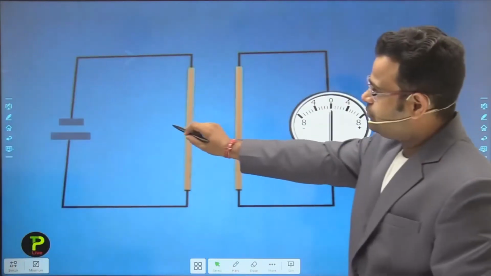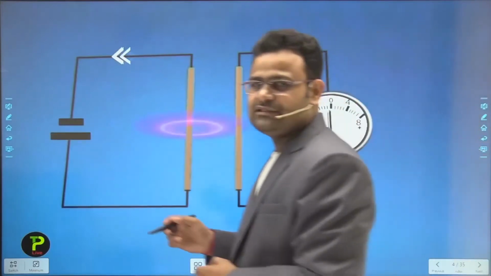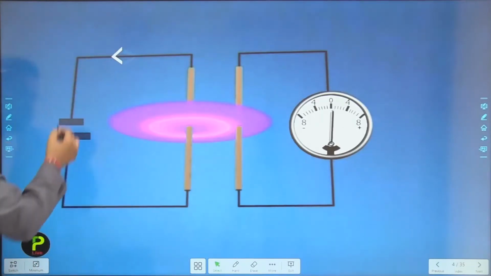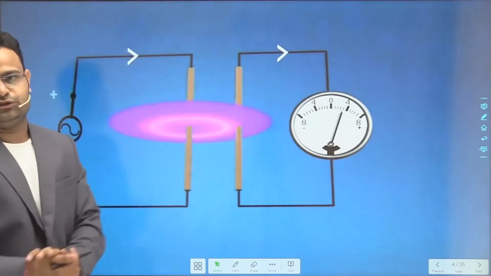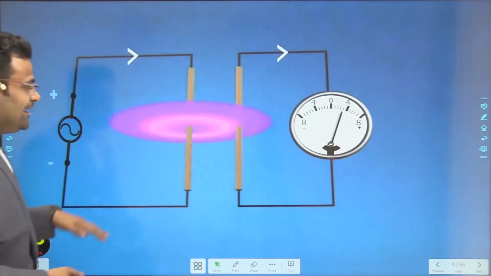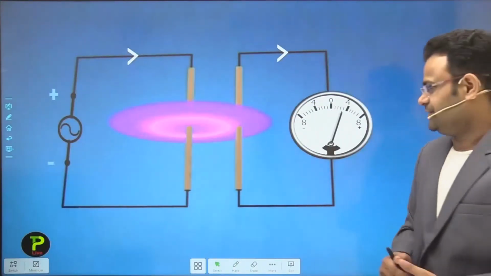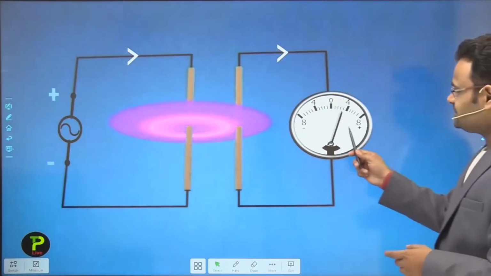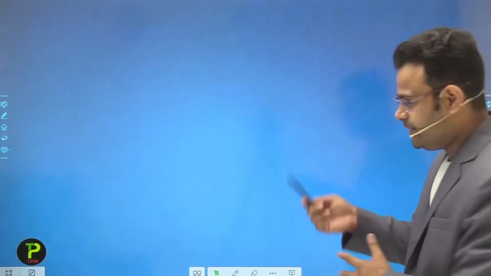Okay guys, now we change the direction. When we change the direction of the battery, the supply current direction also changes. When the direction of current changes, the induced current also changes. If you compare the previous case and this case, both times the direction of current changes. In this case the galvanometer reading will move to the left-hand side, while in the previous case the galvanometer reading moved to the right-hand side.